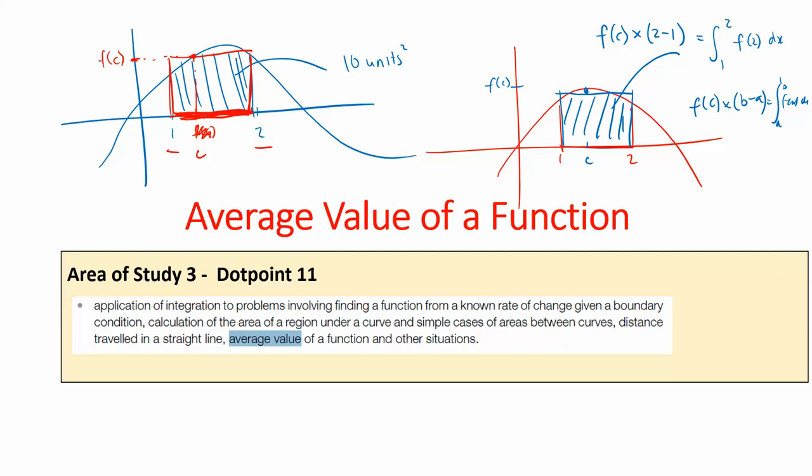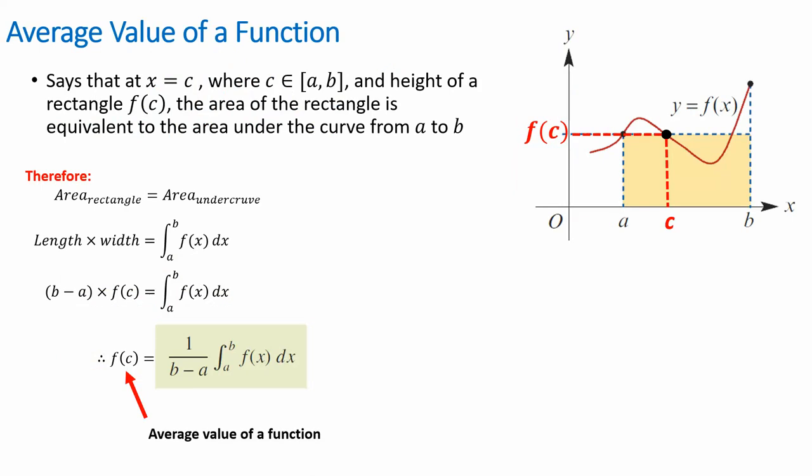True? So if you want to find f of c, which is the average value, that's what f of c stands for. F of c is the average value. That's the value that makes sure that you get the same area. If you want to get f of c by itself, you divide both sides by b minus a. So that's times b minus a, divide both sides by b minus a, you get f of c. And that is your formula.